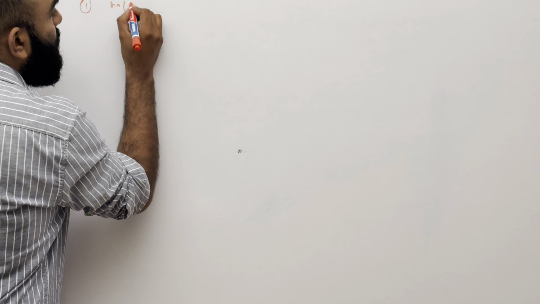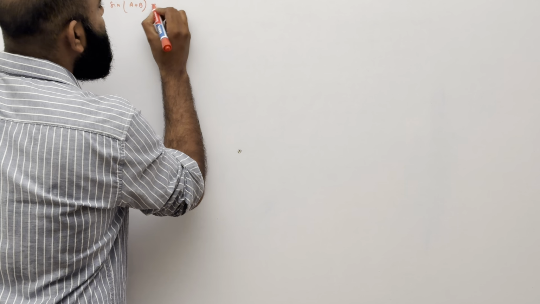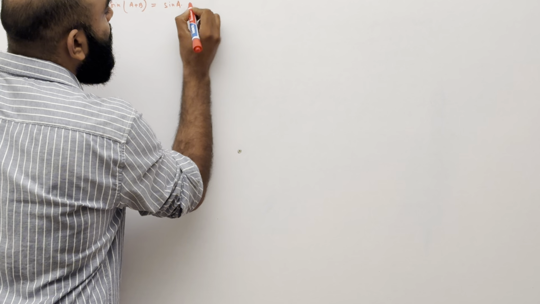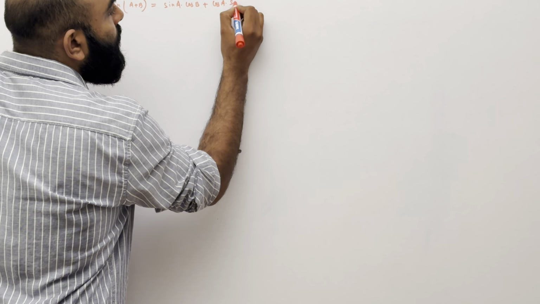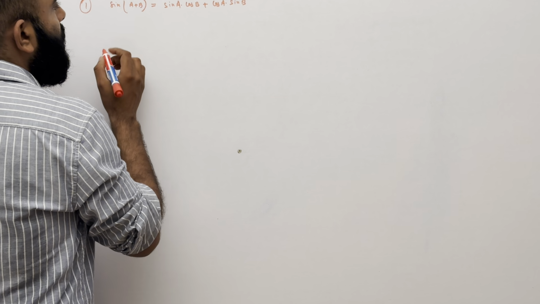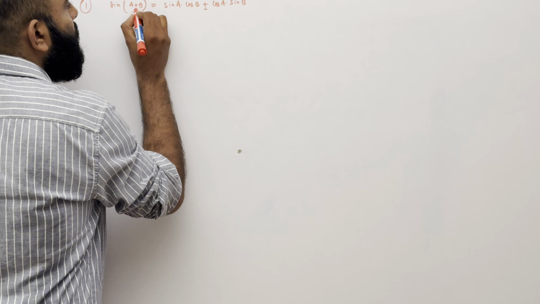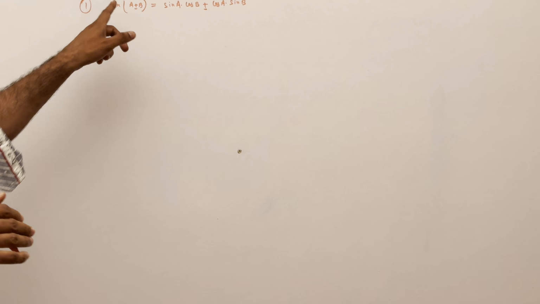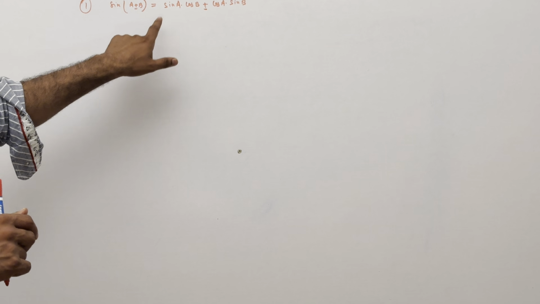Sine of a plus b. Everyone knows it: it is sine a cos b plus cos a sine b. If it is minus here, you will use minus here. Sine of a plus b is sine a cos b plus cos a sine b. Sine of a minus b is sine a cos b minus cos a sine b. Clear?